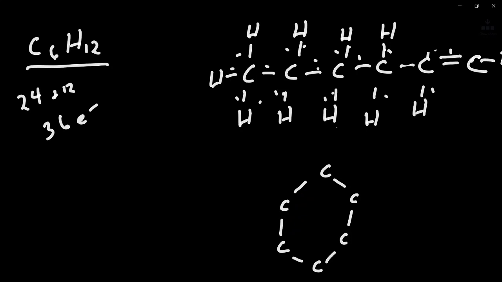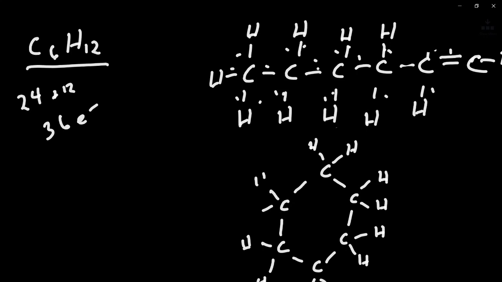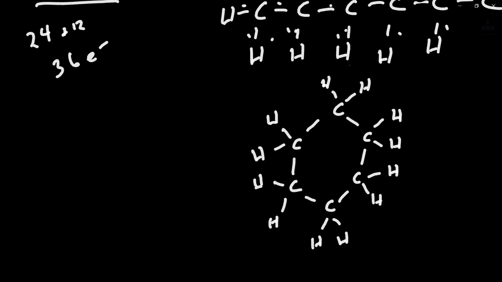And we have 12 hydrogens, so guess what? They're going to go like this. So C6H12 is going to look something like this. One thing you'll start to recognize right away with these kinds of structures is that if it's C6H12, it's going to look like this. We have 2 hydrogens on each carbon.